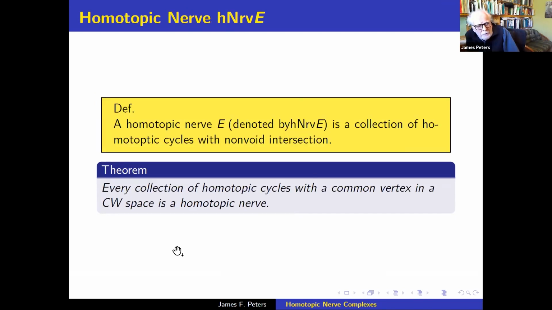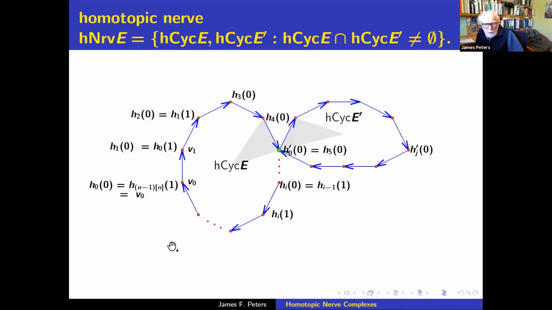Okay, now a homotopic nerve is an extension of this idea of a nerve complex on edges, as for example on one cycle edges, and that carries over to replacing the edges by homotopic maps. So we have a homotopic nerve. It's a collection of homotopic cycles with non-void intersection. And then we have the theorem that every collection of homotopic cycles with a common vertex in a CW space is in fact, by definition, a homotopic nerve. Easy to prove and not necessary for us to belabor.